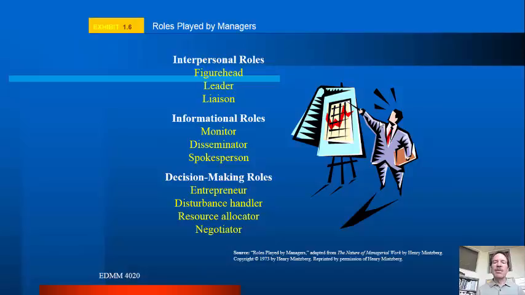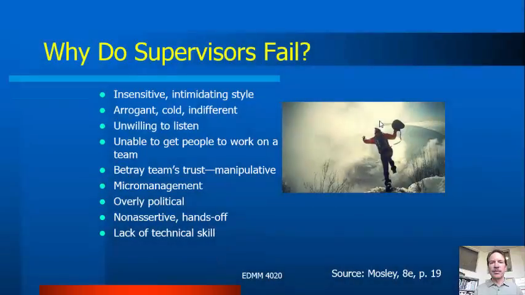Informational roles: a lot of times managers are called on to be, basically, information processors. So we monitor information, we disseminate information, and we speak for particular units of the organization. And then decision-making roles: allocating resources, handling disturbances, negotiating positions and contracts, and being entrepreneurs.